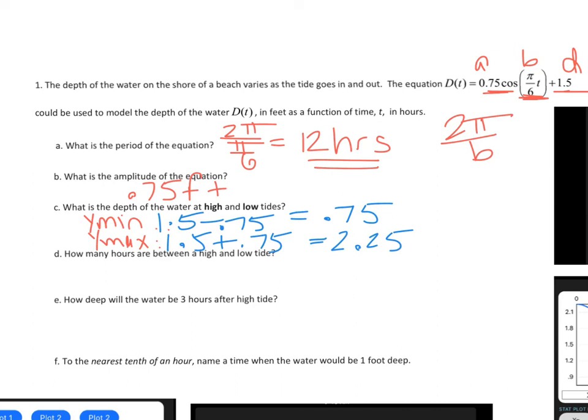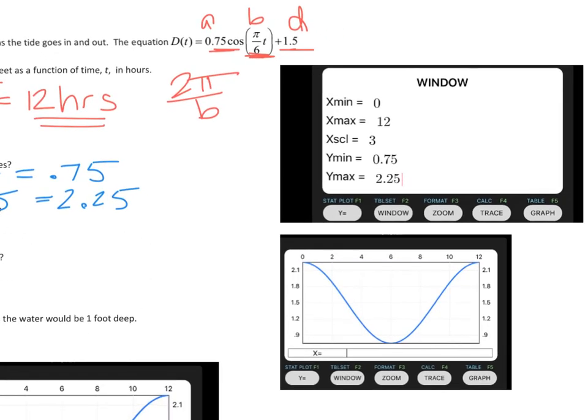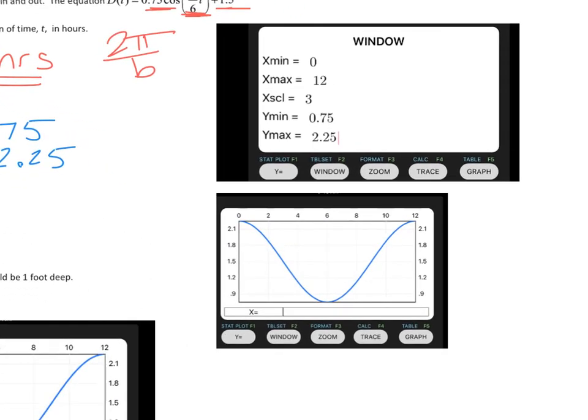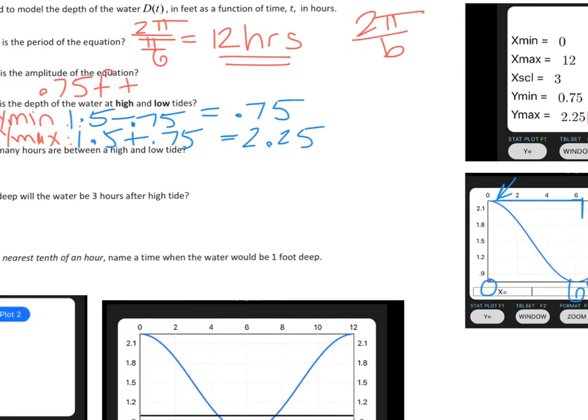Okay, so now it says how many hours between high tide and low tide. Well, it would be really great to visualize this on a graph. So I'm going to change my window to the things we just talked about, 0, 12, Y min, Y max. And then you can see my graph here, and you guys can kind of see the high tide is here and low tide is here. And they ask me how many hours between. Well, if this is 0 and this is 12, then this is 6. So how many hours between high tide and low tide? It would be 6 hours. So I'm going to put 6 hours here.